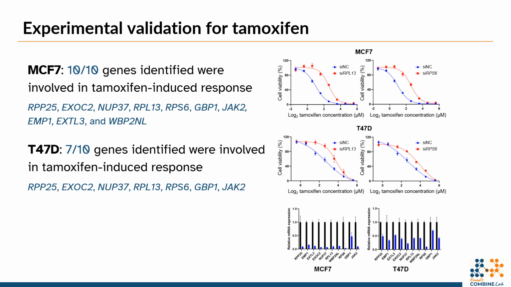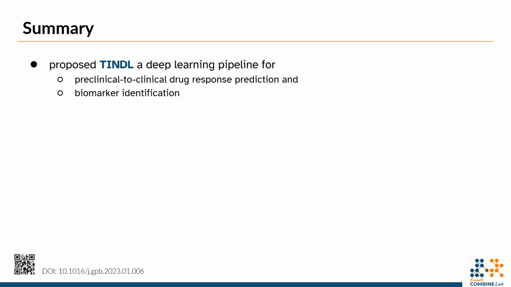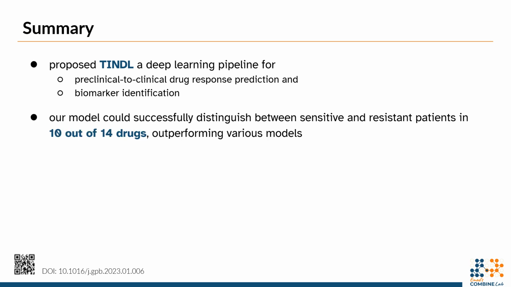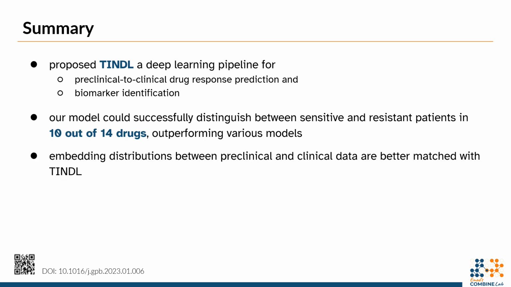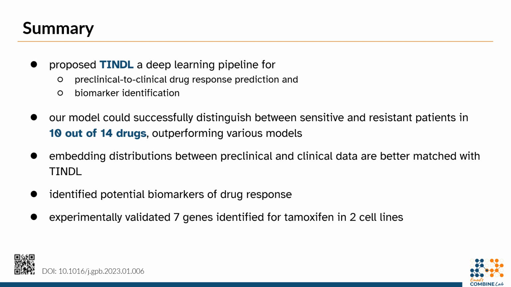In summary, we proposed Tyndall, a deep learning pipeline for preclinical to clinical drug response prediction and biomarker identification. Our model could successfully distinguish between sensitive and resistant patients in 10 out of 14 drugs, outperforming various models. The embedding distributions between preclinical and clinical data are better matched with Tyndall, and we identified potential biomarkers of drug response. Finally, we experimentally validated 7 genes identified for tamoxifen in 2 cell lines.